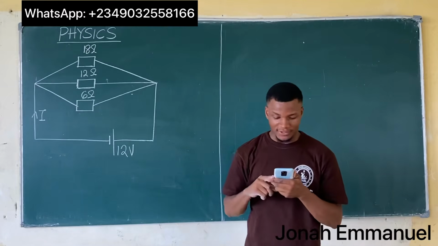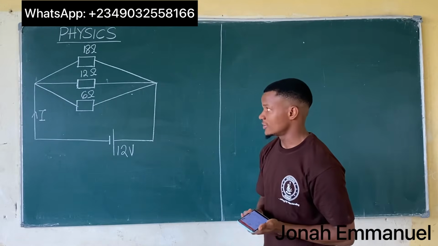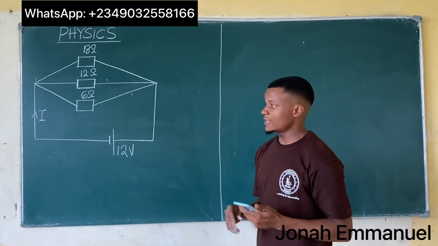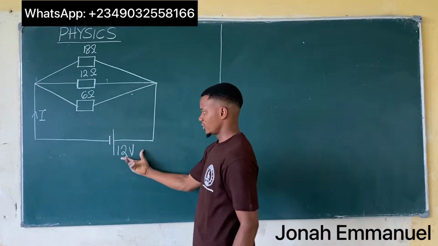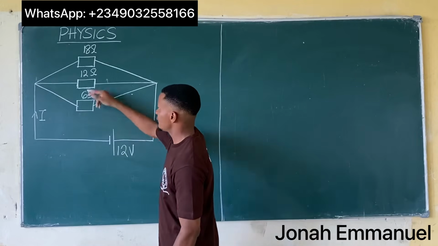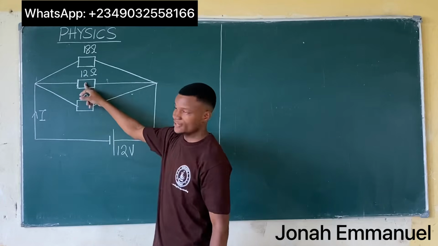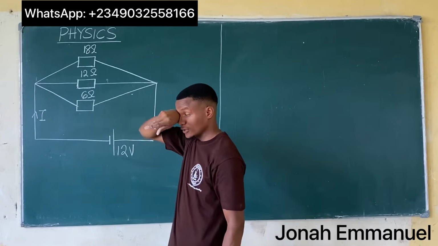Okay, so example 1 says, from the diagram above, calculate the total current in the circuit. That's all. Calculate the total current in the circuit. Alright, so we have this particular circuit here. So you have this 12 volts as a potential difference. You have an 18 ohm resistor, a 12 ohm resistor, and a 6 ohm resistor.